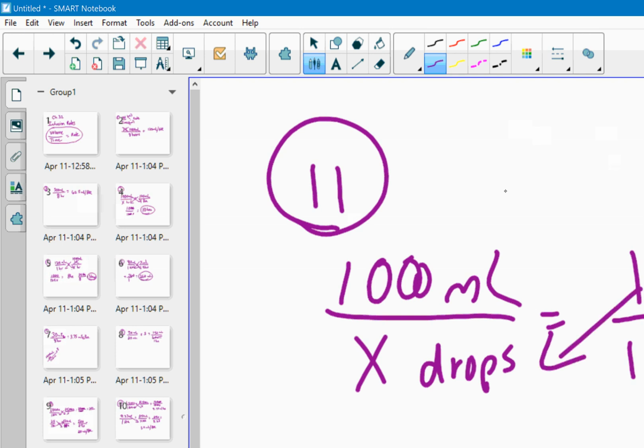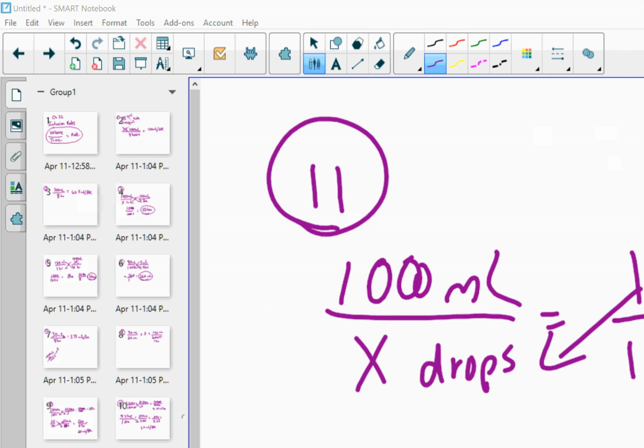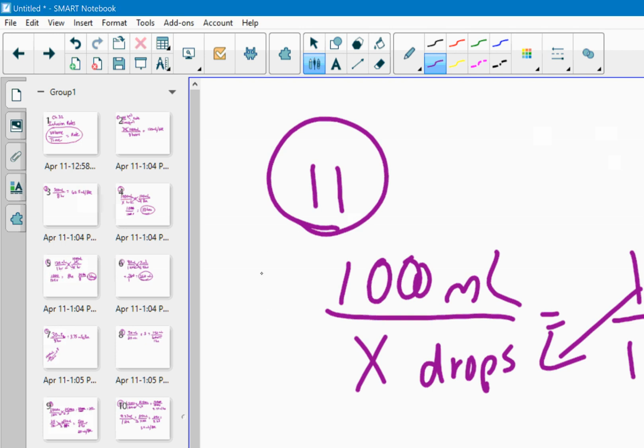So cross multiply. 1 times X is X. That's supposed to be an X. 1,000 times 15 would be 15,000. Okay, so your answer, of course, is 15,000 drops. And those 15,000 drops, of course, are going to be run over 8 hours. So then we need to divide it by hours.